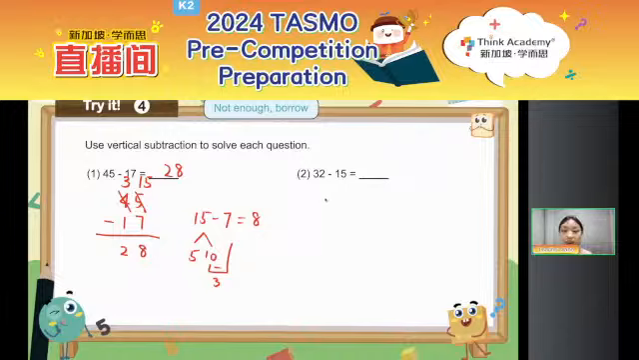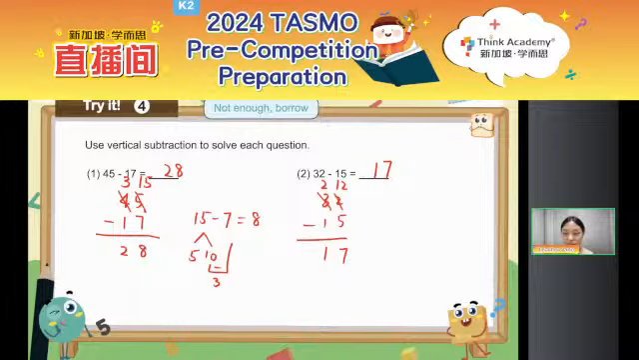And then as for 32 minus 15, what we need to do is just to break a 10 because the 2 is not enough to take away the 5. So after borrowing 10, we will have 2 tens left here. And then the 2 will become 2 plus 10 equals 12. So 12 minus 5 equals 7, right? 2 minus 1 equals 1. So the final answer here will be 17.